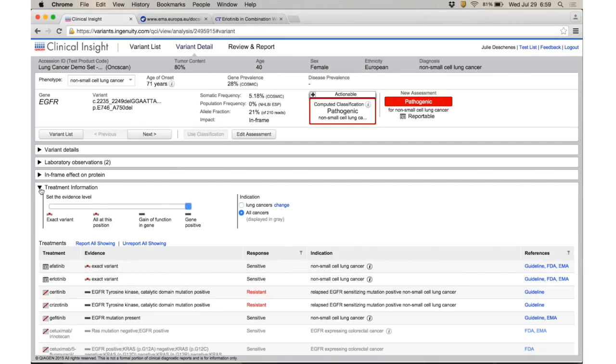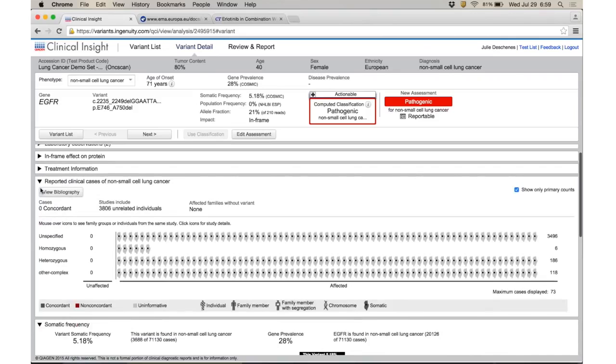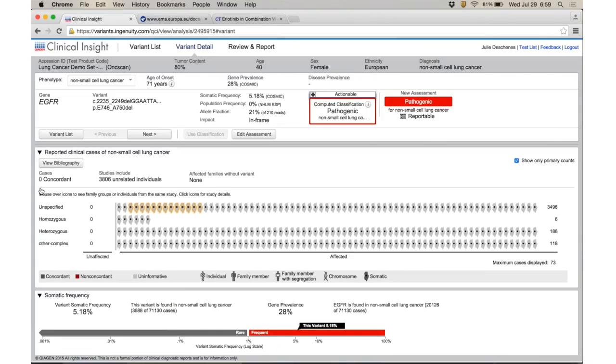Now I will close the treatment section and start looking into information that we have in the knowledge base besides the clinical trial and the treatment. QIAGEN Clinical Insight is leveraging all the different knowledge, as I mentioned, to make decisions. So in this particular view called Reported Clinical Case of Non-Small Cell Lung Cancer, it allows you to look at all the different bibliography and clinical counts that we have for that specific variant in that specific gene in that specific indication.